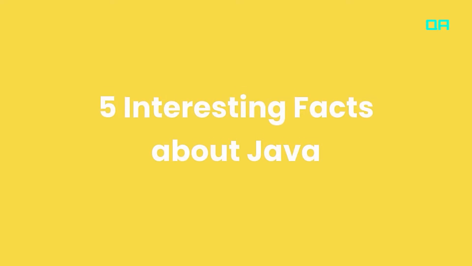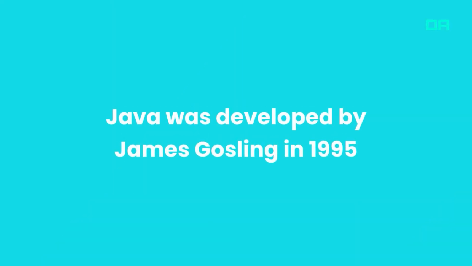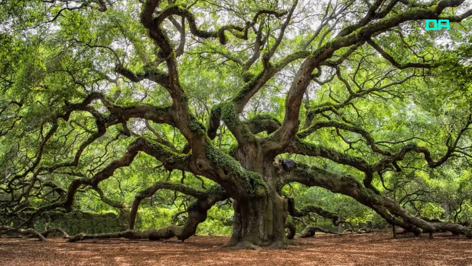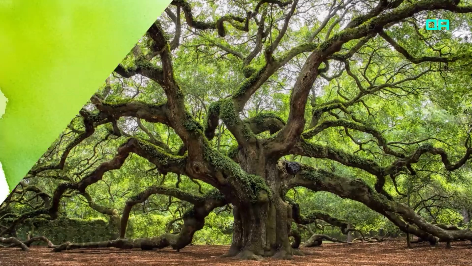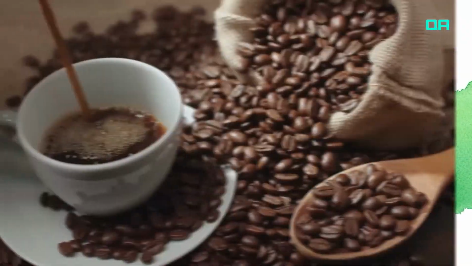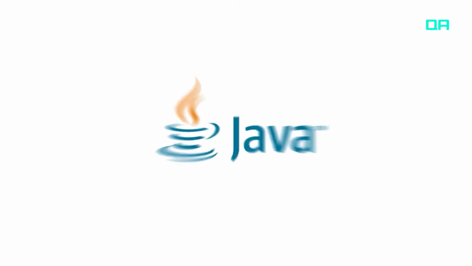So you have seen Java in action. Now let me tell you 5 interesting facts about Java. Java was developed by James Gosling in 1995 at Sun Microsystems, which was later acquired by Oracle in 2010. It was originally called Oak after an oak tree that stood outside Gosling's office. Later it was renamed to Green and was finally renamed to Java, inspired by Java Coffee. That's why its logo looks like this.